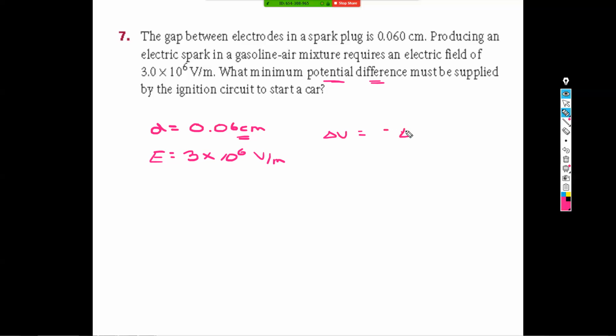So negative ED. You have 3 times 10 to the 6th volts per meter. That's your E. Negative sign out here. And your distance is going to be 0.06 times 10 to the negative 2. And you get 1.8 times 10 to the 3rd volts.